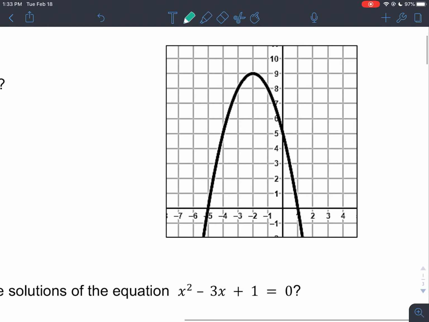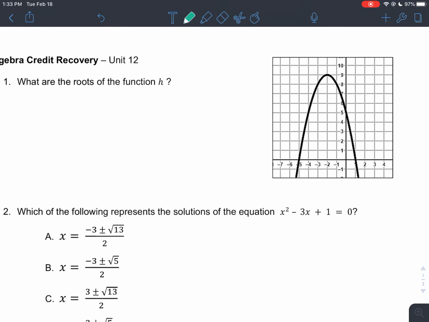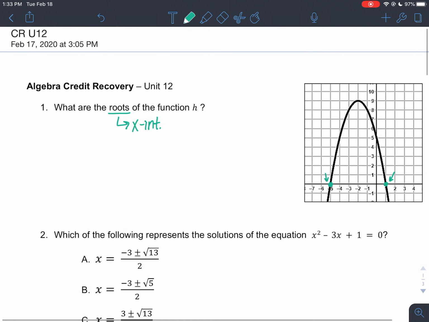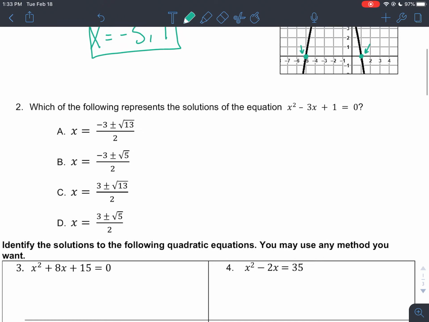So taking a look at our graph of function h, we know that our roots are the same things as the x-intercepts. Okay, so here I'm going to see where my graph crosses the x-axis. We see that we have that in two places. One is where x is equal to -5, and the other one is where x is equal to 1. So here we get x is equal to -5 and 1.